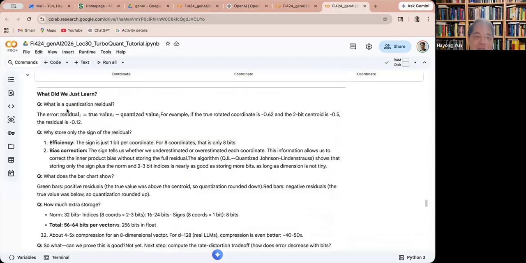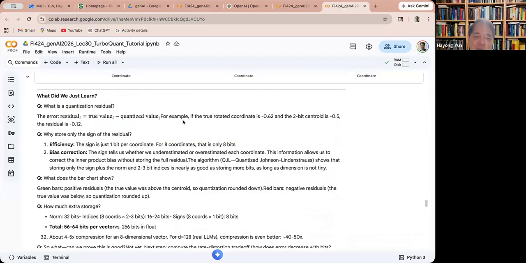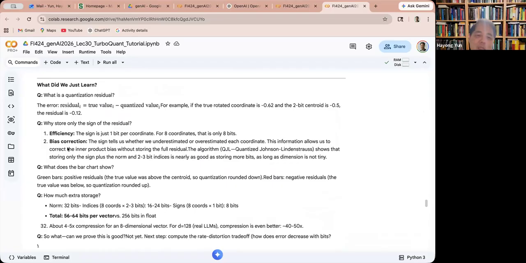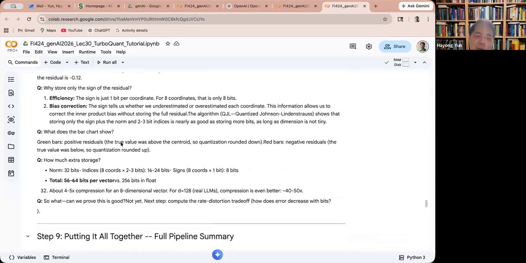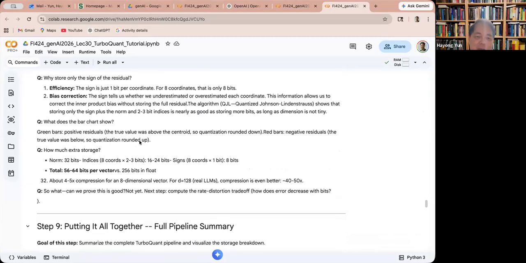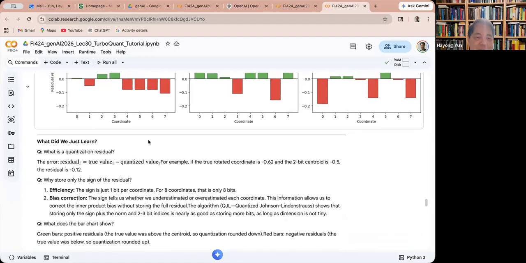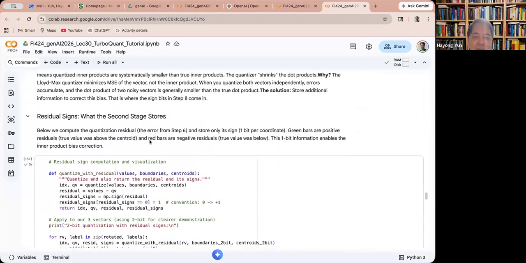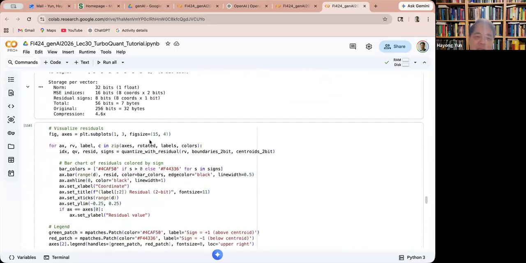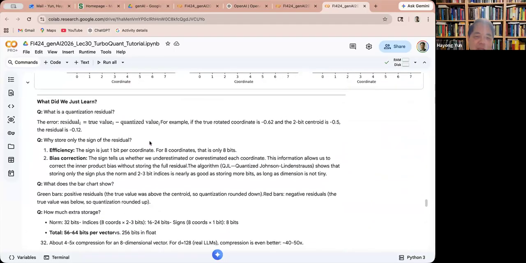Basically, the residual is the true value minus the quantized value. And if you just keep one more bit for these residual signs, like whether it was +1 or -1, then you can do a fairly accurate bias correction to get the inner products fairly accurate. Okay. Yeah, so that's basically a trick.